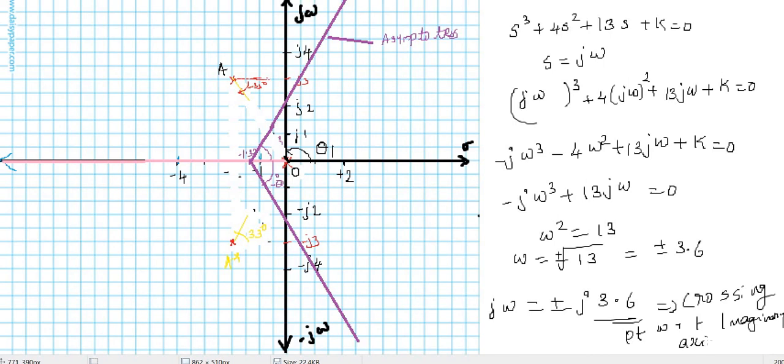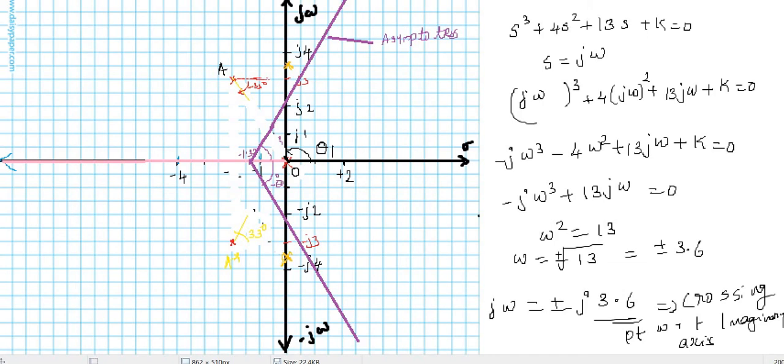With respect to the imaginary axis, we have got the crossing points here at 3.6. You can see that. So these are our crossing points: plus 3.6 and minus 3.6, that is minus j 3.6 and plus j 3.6. So these are approximately the crossing points.